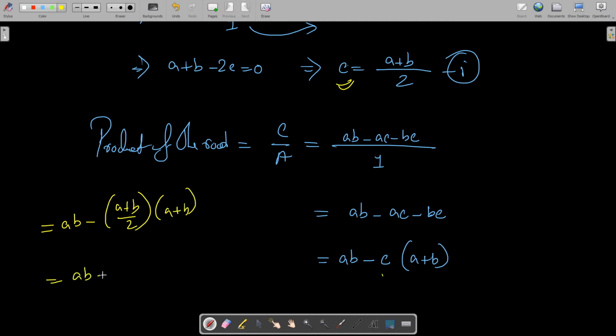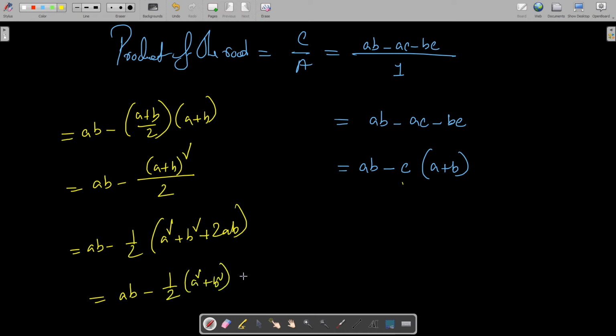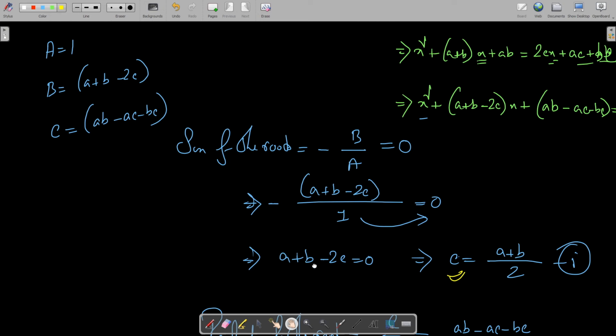Now what will it be? It is ab minus (a plus b) whole square divided by 2. Now if we break it down, what are we going to get? We'll get ab minus half, (a plus b) whole square is what? a square plus b square plus 2ab. If we further break it down, we will get ab minus half. Let's keep it together, (a square plus b square). We will get minus half into 2ab. Half gets cancelled. See, ab and ab get cancelled. We are getting the final answer as minus half (a square plus b square). That's what we're asked to prove. So this question is solved.